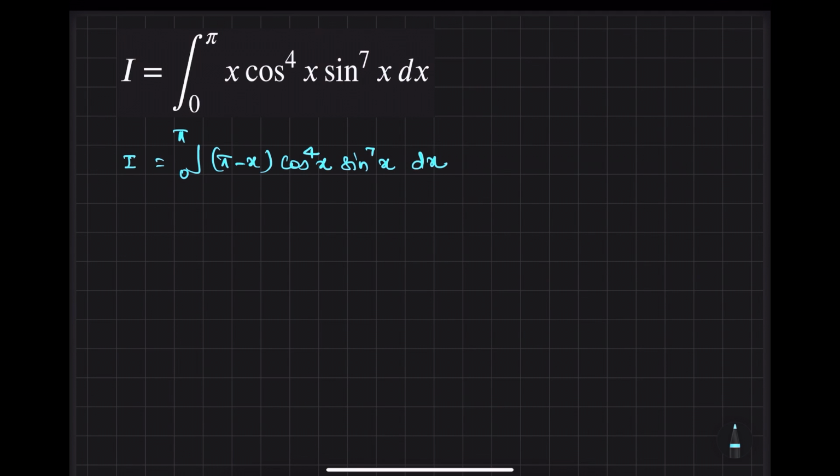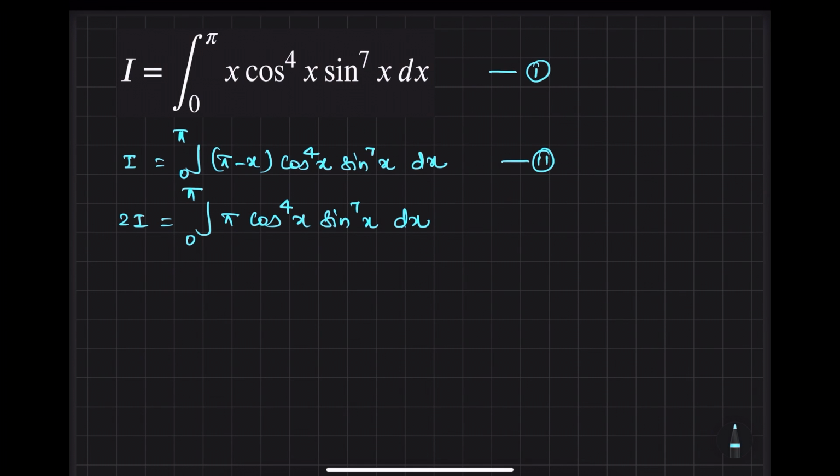7x dx. Now can I add equation 1 with equation 2? Don't you think you will get rid of this x, and you will be left with 2 times I from 0 to pi, and then we have pi times cos power 4x sine power 7x dx. Correct? I hope till this part you guys are comfortable.